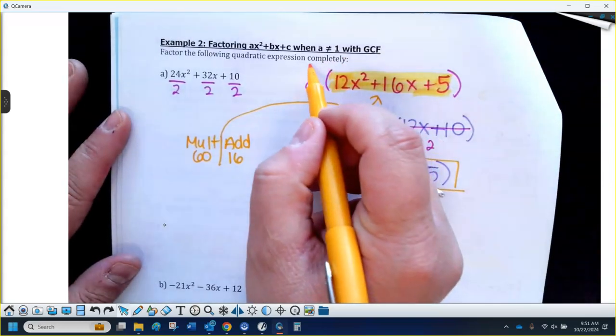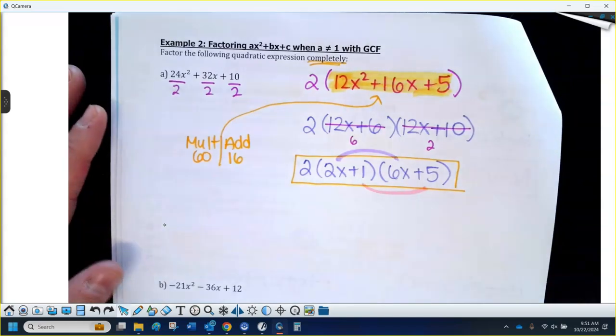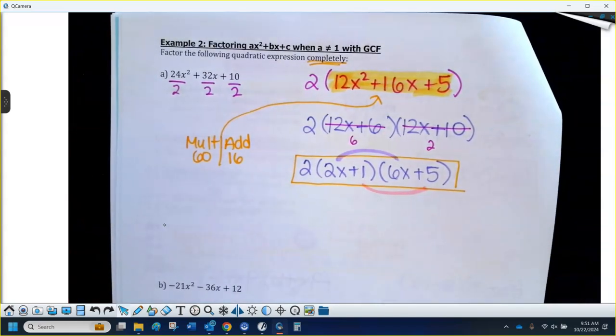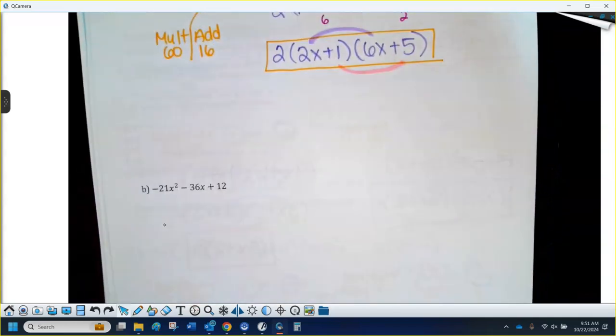Anytime you see the word completely or completely factor in the directions, it's trying to imply to you there's some kind of greatest common factor between the terms before you start.